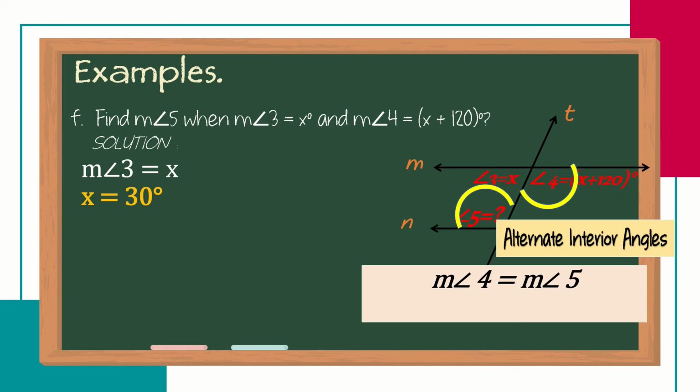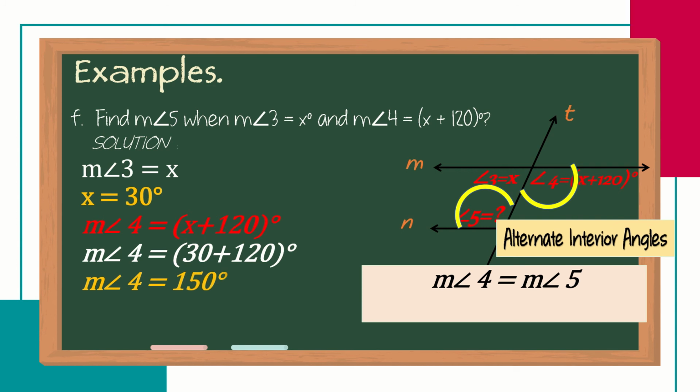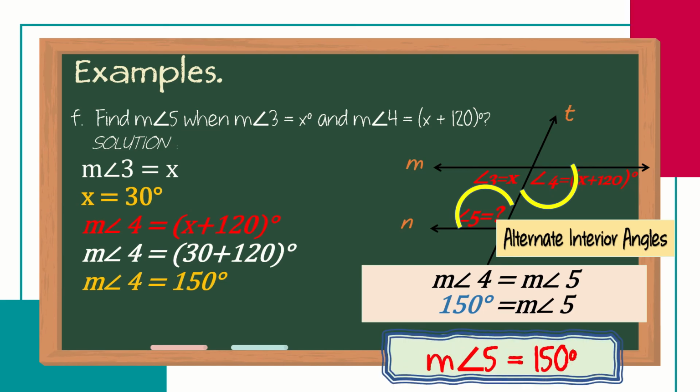Let us try to solve the measure of angle 4 using the value of x. Substituting the value of x, 30, we have the measure of angle 4 equals 30 plus 120. So the measure of angle 4 is equal to 150 degrees. Since the measure of angle 4 is equal to the measure of angle 5, angle 5 is also equal to 150 degrees.